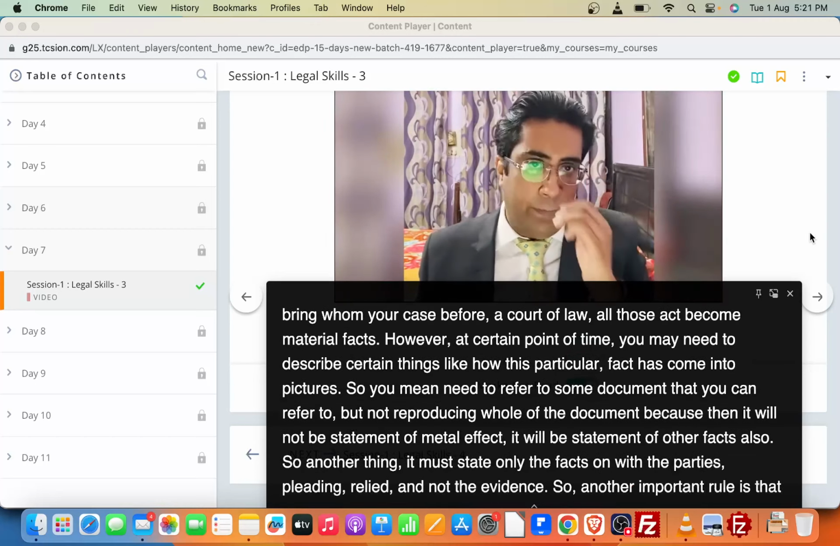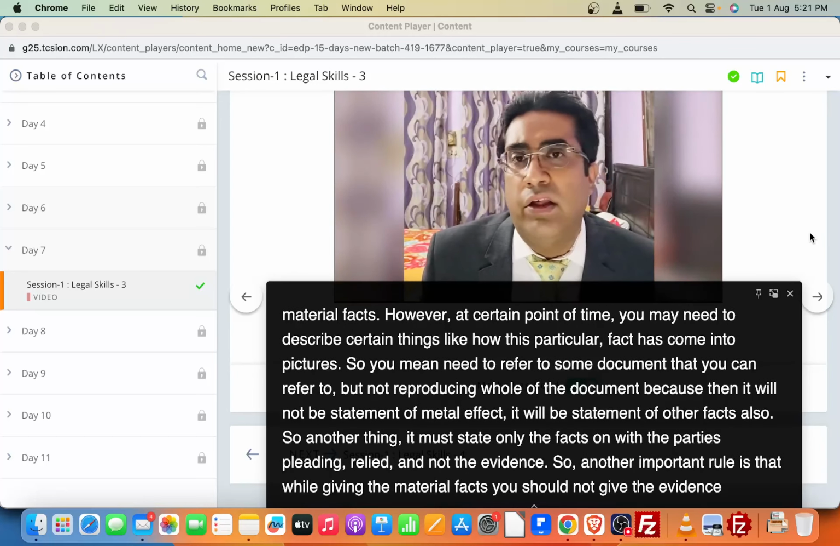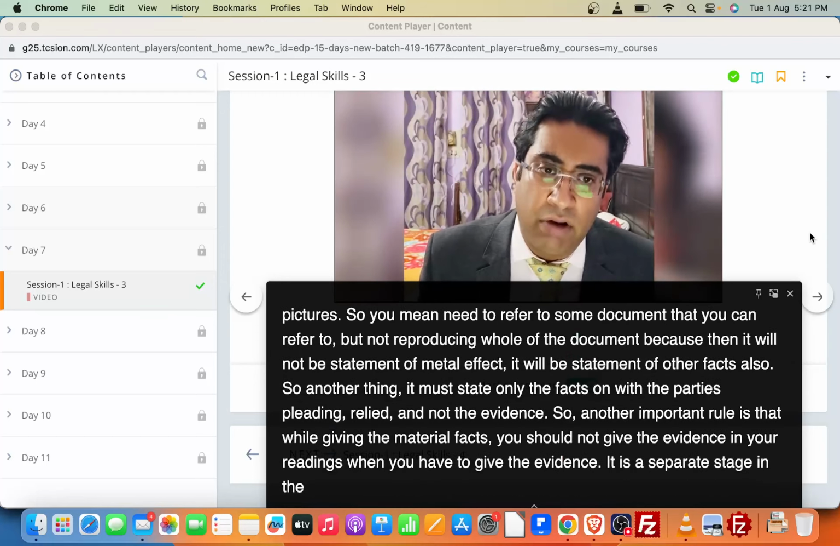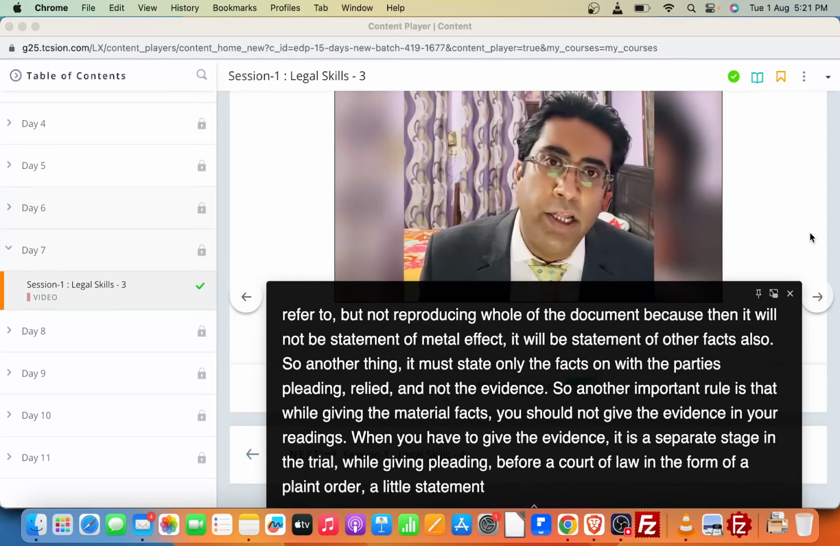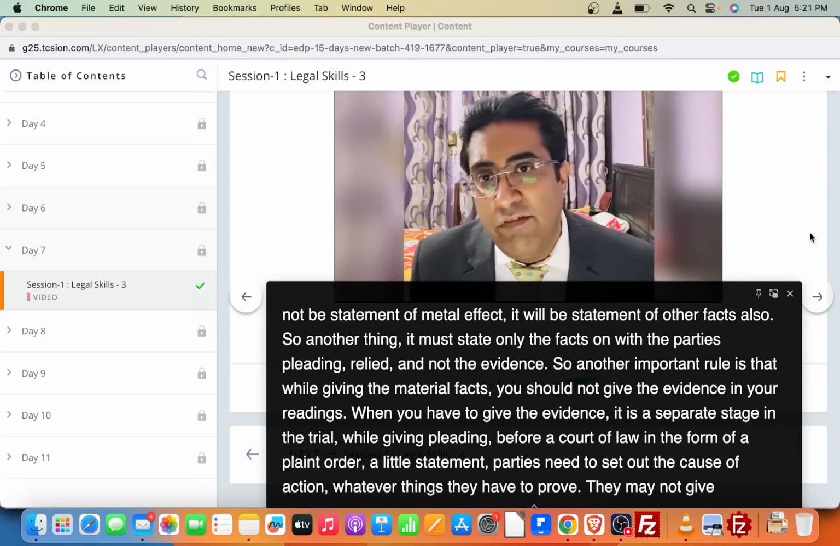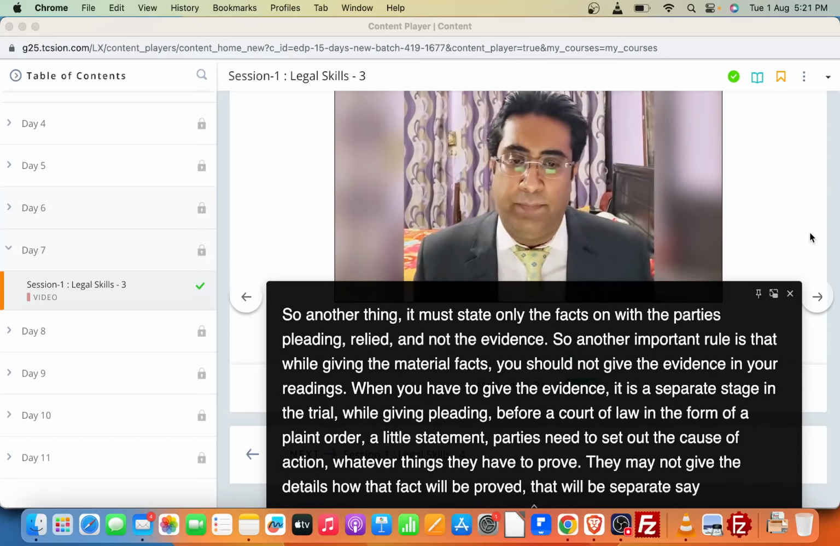So another important rule is that while giving the material facts, you should not give the evidence in your pleadings. Giving the evidence is a separate stage in the trial. While giving pleadings before a court of law in the form of a plaint or a written statement, parties need to set out the cause of action, whatever things they have to prove. They need not give the details of how that fact will be proved. That will be a separate stage.